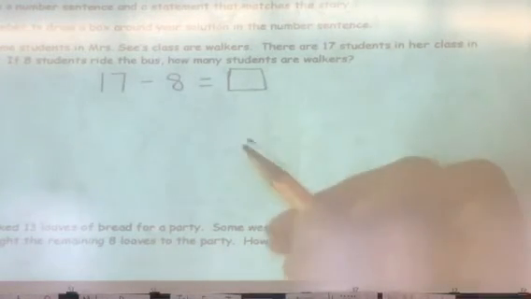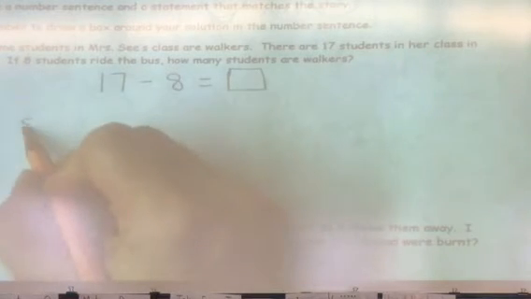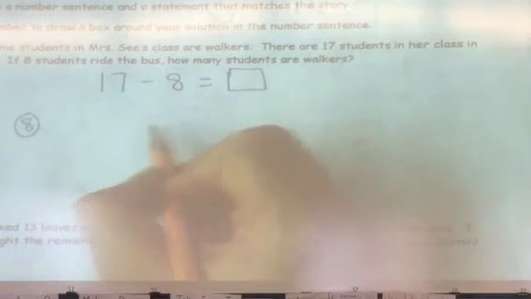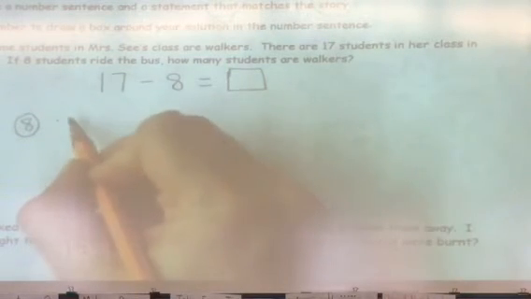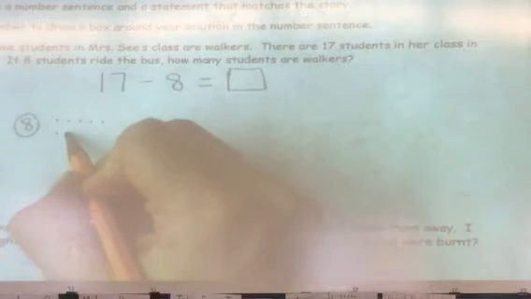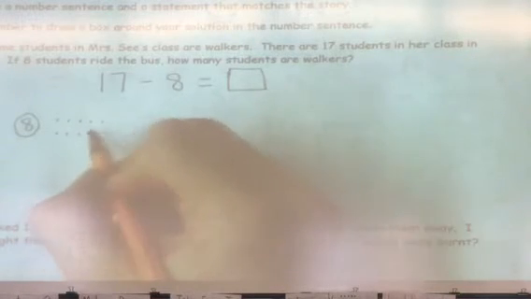So we're going to figure out how we can solve this problem. Let's do it in a couple different ways. I'm going to start at 8, and I'm going to count on until I get to 17, and then just count how many I have inside of there. 9, 10, 11, 12, 13, 14, 15, 16, 17.